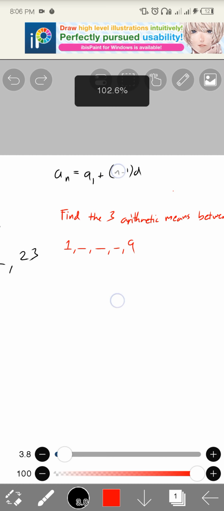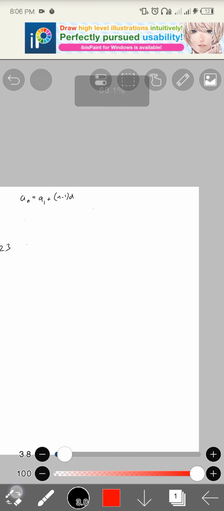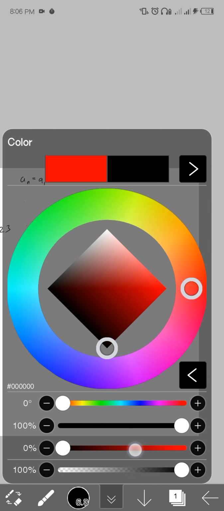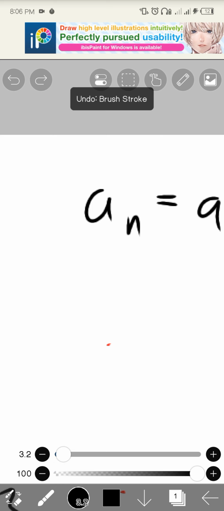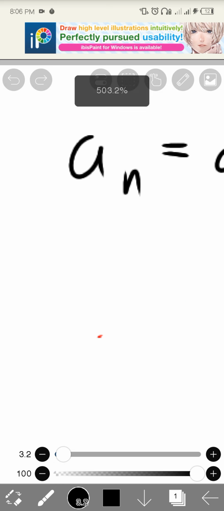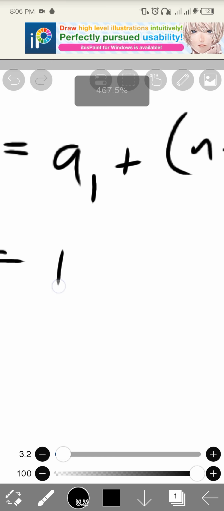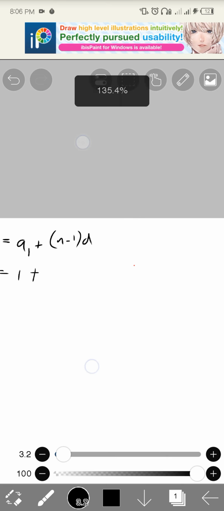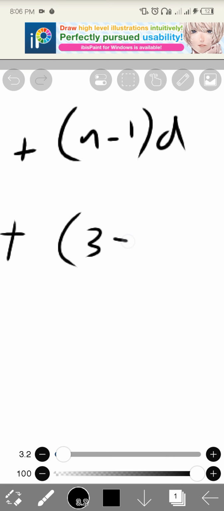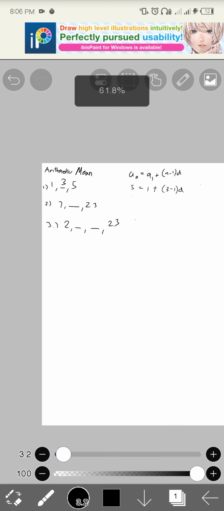Now back to the formula. So sa n na to is, a sub n na to is 5, no? 5 equals a sub 1, which is 1, plus n, so we can say it's 3, so 3 minus 1 d. Now, tama ba kung pag ano?